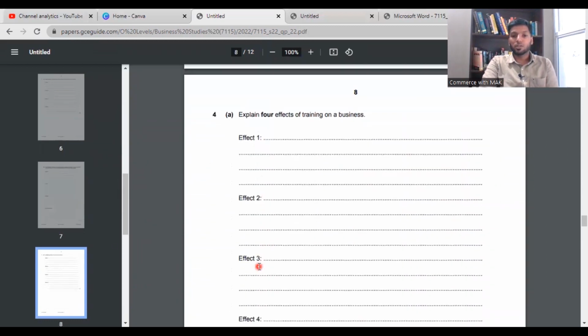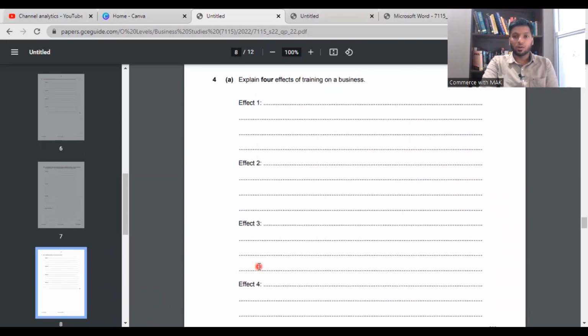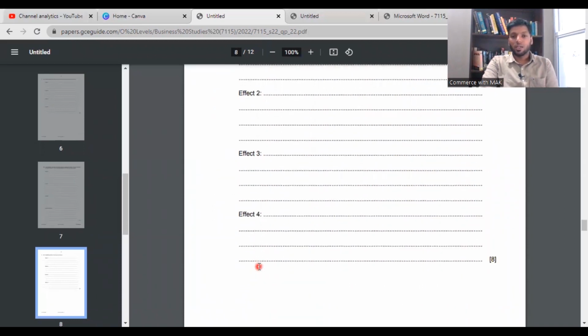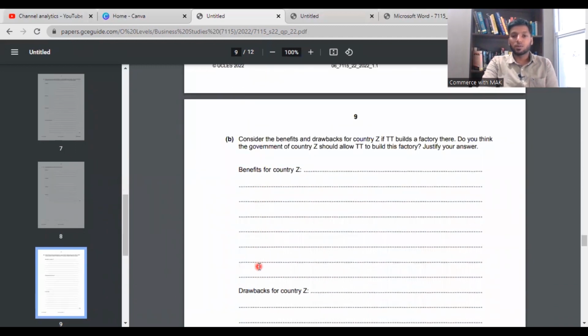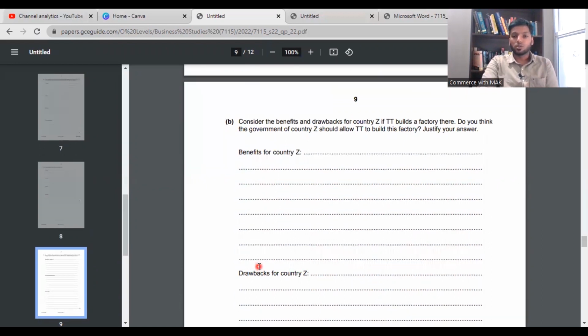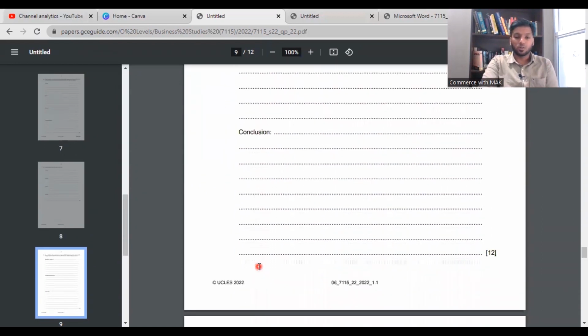And then the 4th question: explain 4 effects of training on a business, and why these effects are good. Effect 1, effect 2, effect 3, and effect 4. And then: consider the benefits and drawbacks of country Z. If TT builds a factory there, do you think the government of country Z should allow TT to build this factory? Justify your answer. You should speak about the benefits, the drawbacks and a conclusion. Is it better to build there or not? So let's move on to the paper without wasting much time.